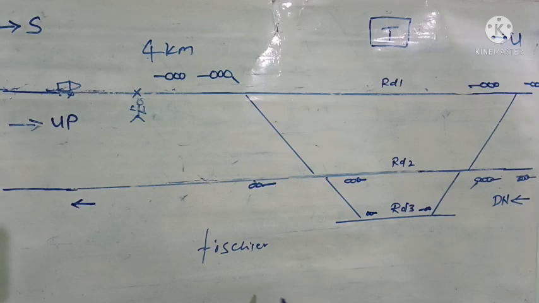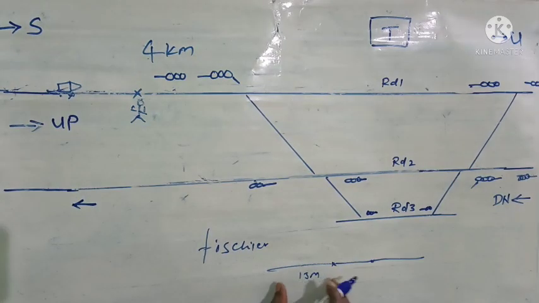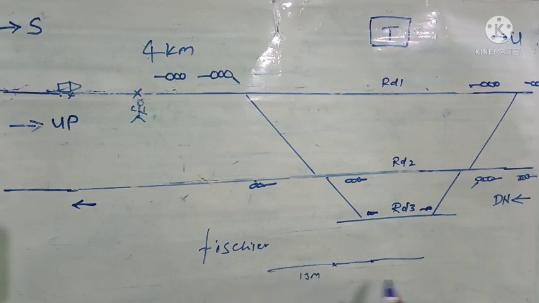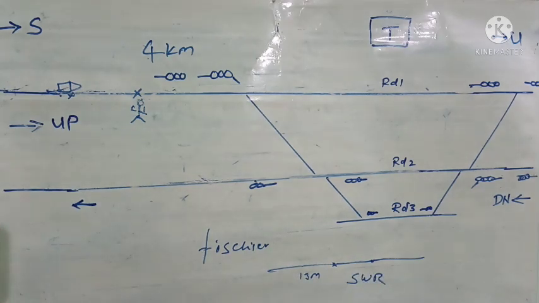I have told you that a rail is normally 13 meters in length. These three rails can be welded together, and when they are welded together to form a single piece, it is called SWR, short welded rail.